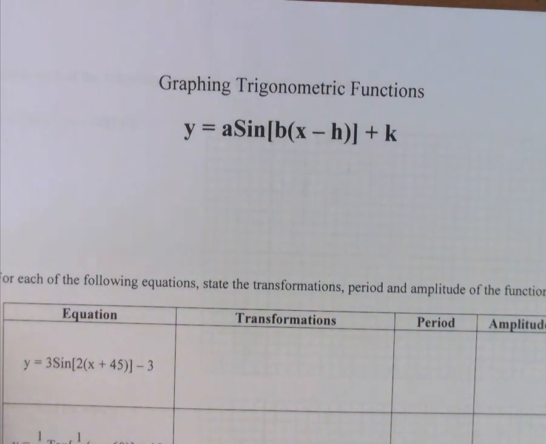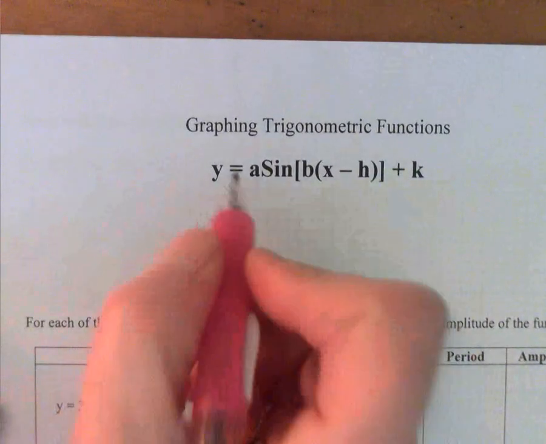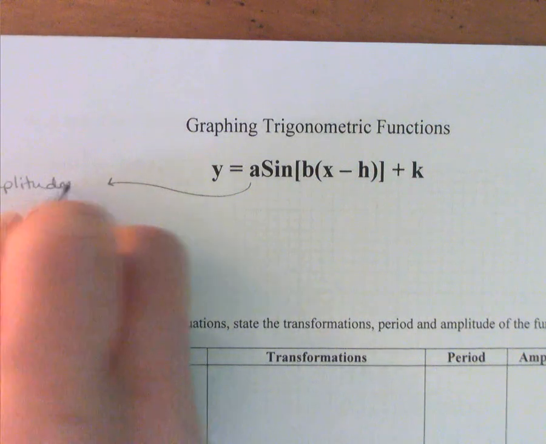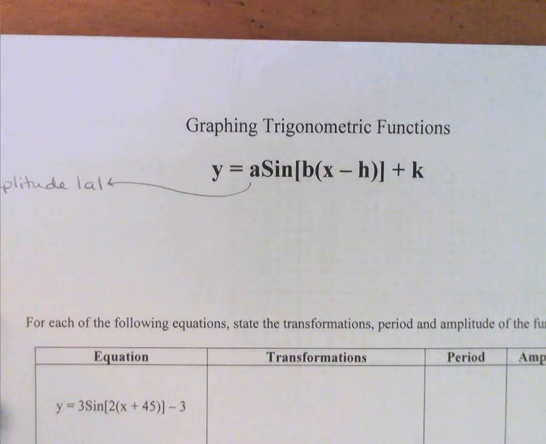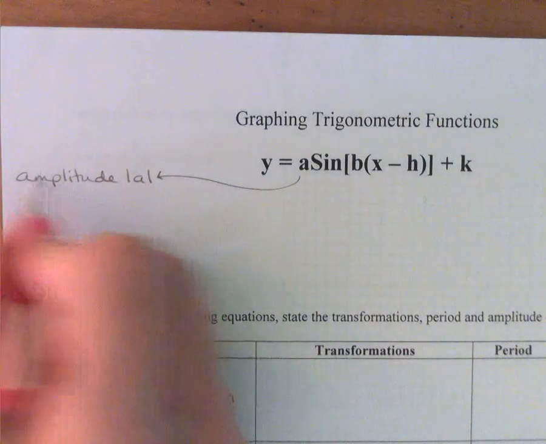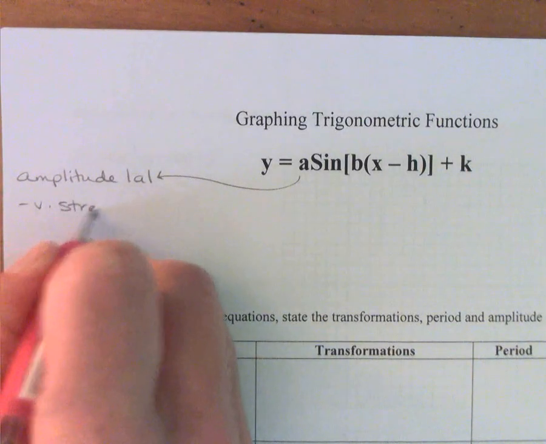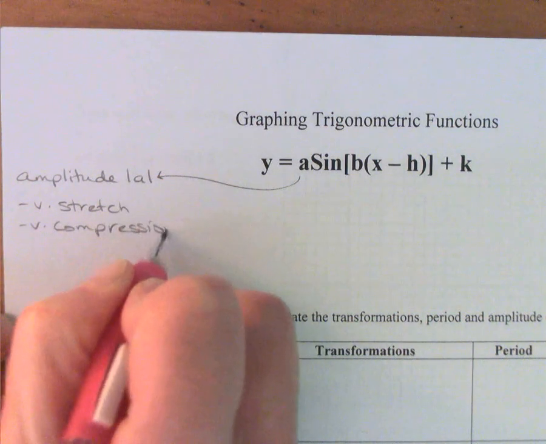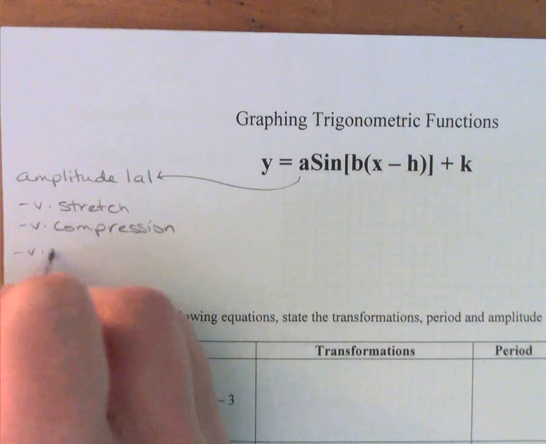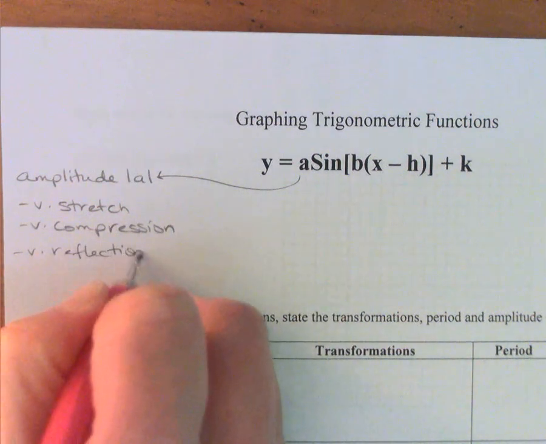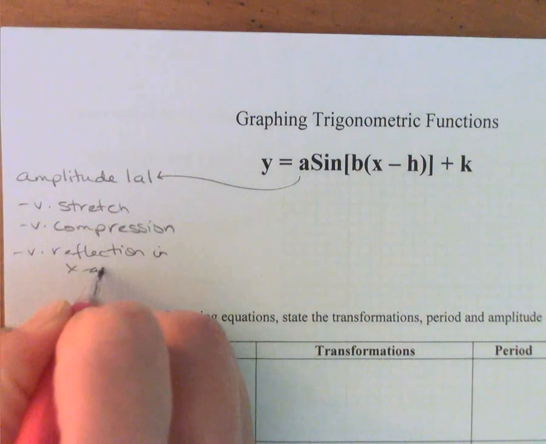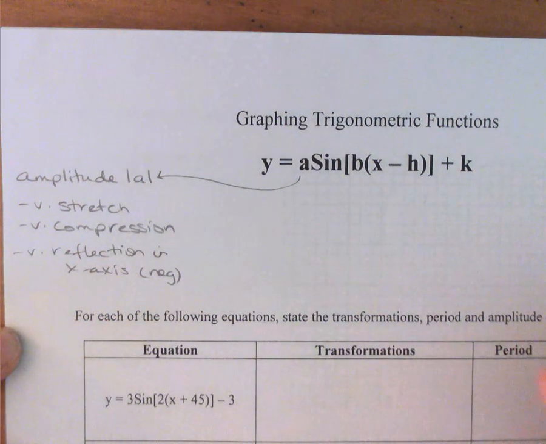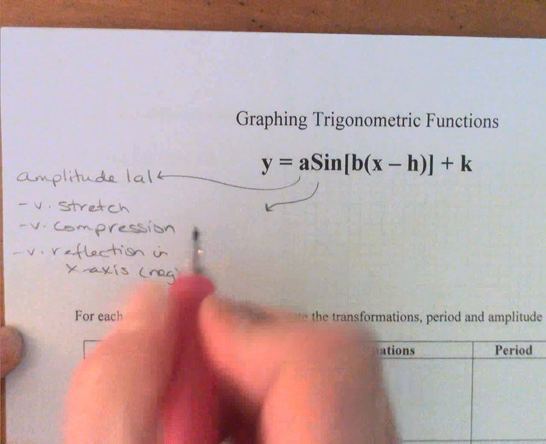Okay, so let's look at what each of the individual parts do on the graph. So my A value is my amplitude, and we use the absolute value of it. My A value will give me my vertical stretch, a vertical compression, or my vertical reflection in the x-axis if there's a negative. The sine here is the trig function.